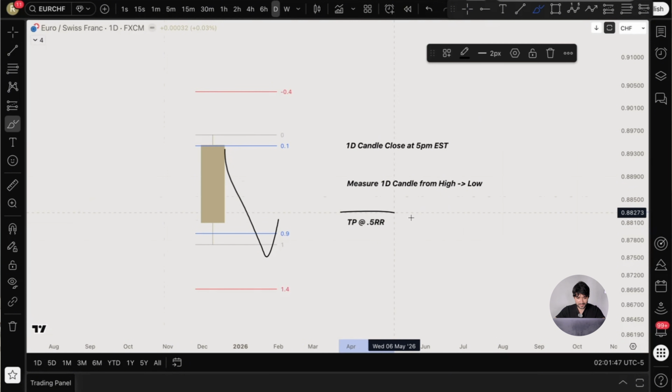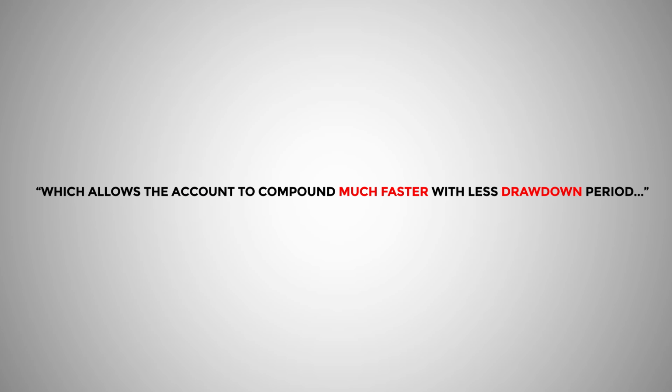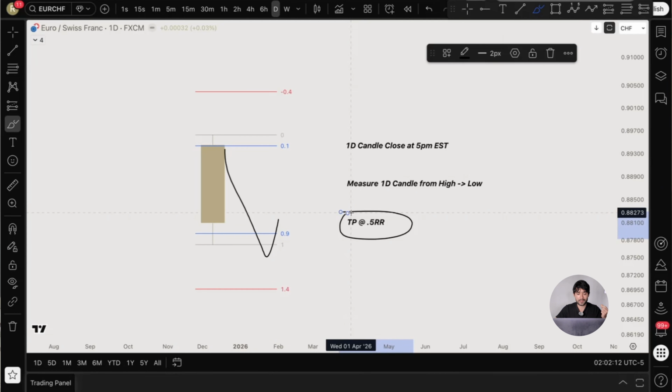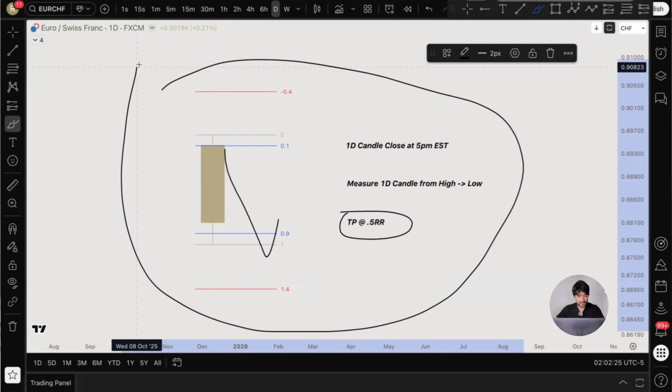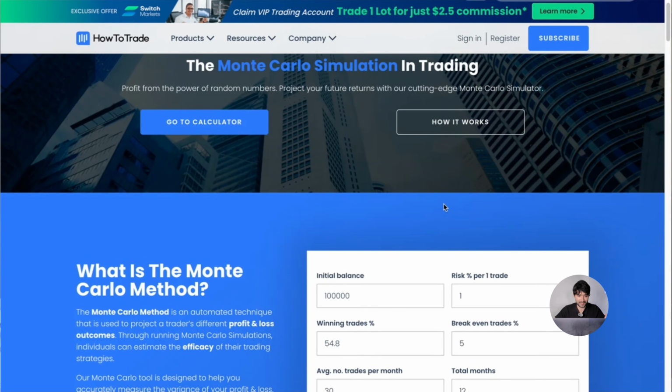And I know this doesn't sound exciting for a lot of you guys, but again, that is why I preface this system is boring, but is absolutely going to compound your account like crazy. At 0.5 R, we have an extremely high win rate, which allows the account to compound much faster with less drawdown period and consistently winning, allowing the compound effect to really take place. And just like Warren Buffett says, to never lose money, this exact system is allowing us to do that, where we're catching consistent wins in the market, which allows our account to compound like wildfire. And at the end of this video, if you guys stick around, we're going to be doing a Monte Carlo simulation with the data of the system, just so you guys can see how crazy this can actually get.